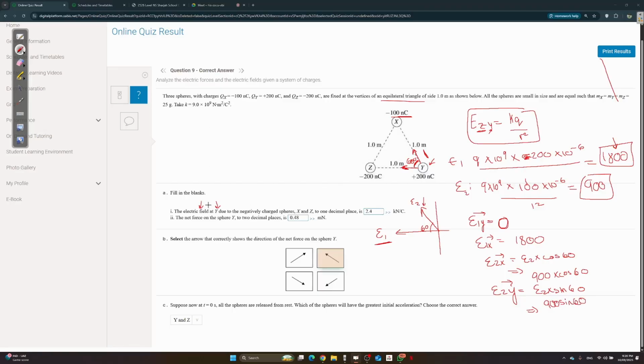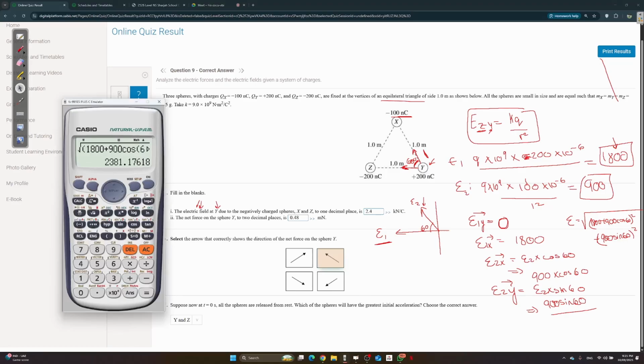So we want the total electric field. How do we do it? We add them up and then find the magnitude. So it's going to be root of the total x component, which is 1800 plus 900 cosine 60, squared, plus the total y component, which is 900 sine 60, squared as well. Now, putting this in your calculator, let's do it together. Okay, so you're going to get 2381, and they want it to one decimal place in kilo. So if it's in kilo, you divide by 1000, and you're going to get 2.4 to one decimal place.